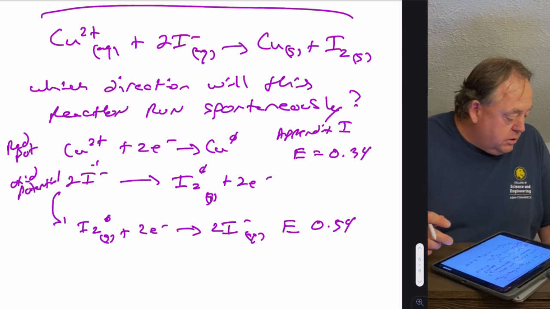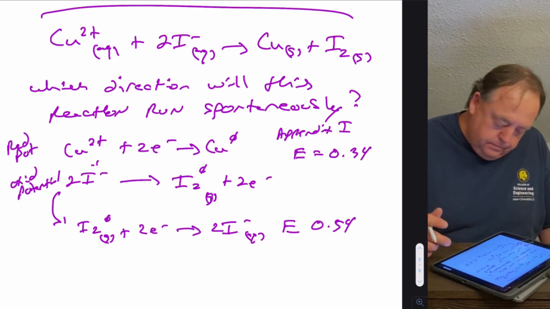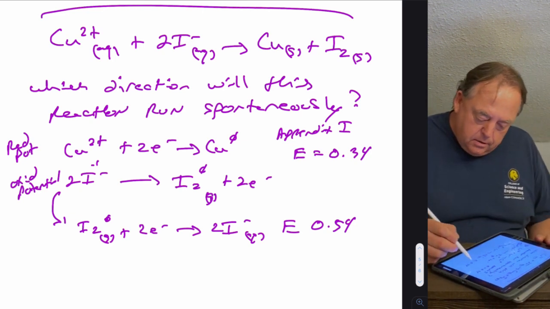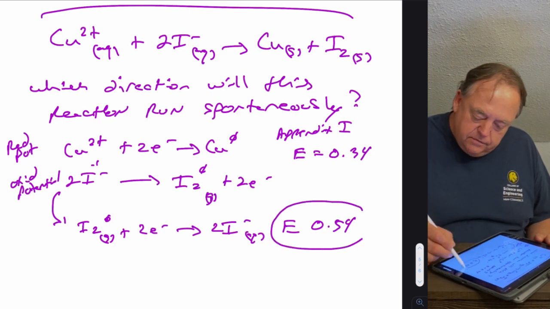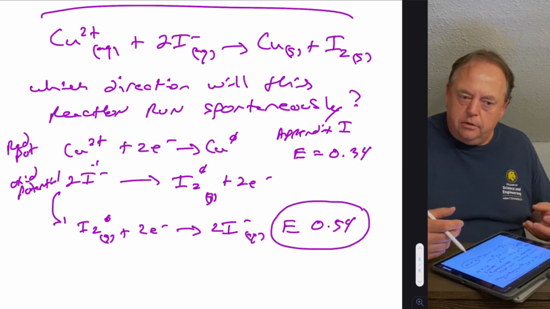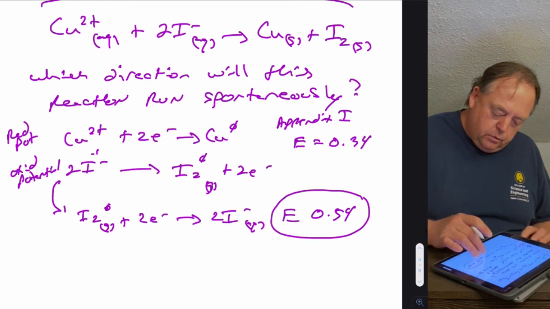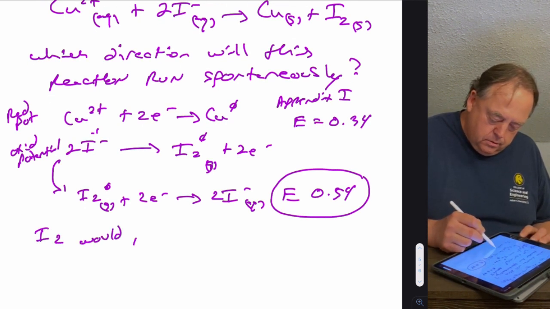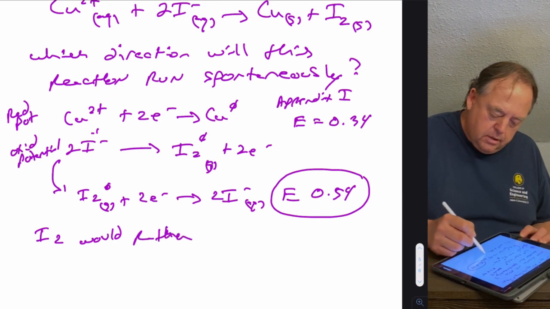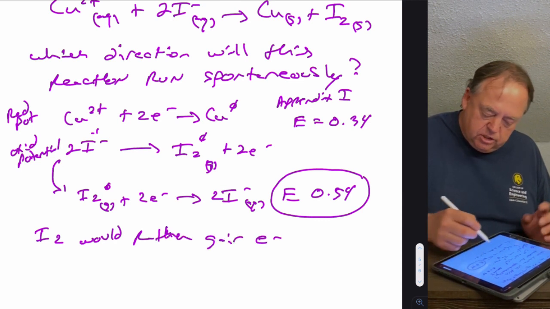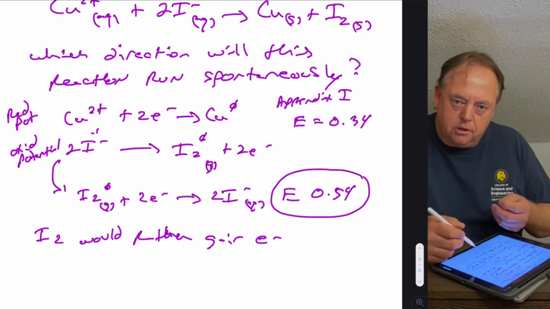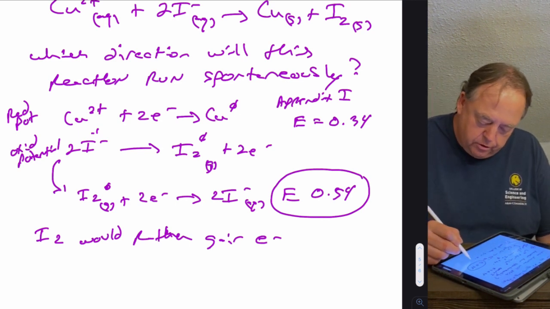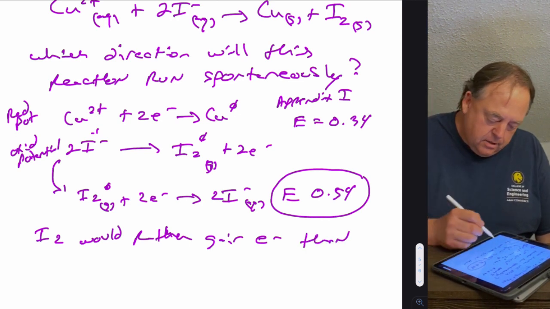Okay, so which of those is more favorable? Well, this one's more positive, so this will be the reduction potential that is more favorable. Basically what this means is that I2 would rather gain electrons, just like the reaction shows. I2 gains electrons to become 2I minus, and would rather gain electrons than copper 2 plus.